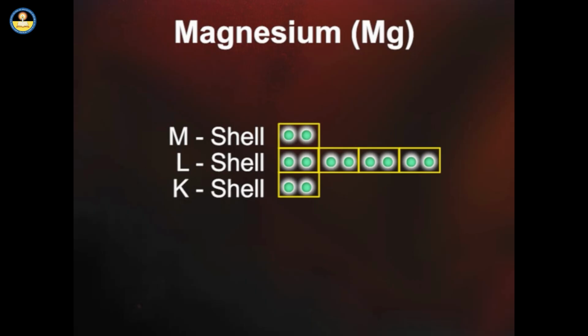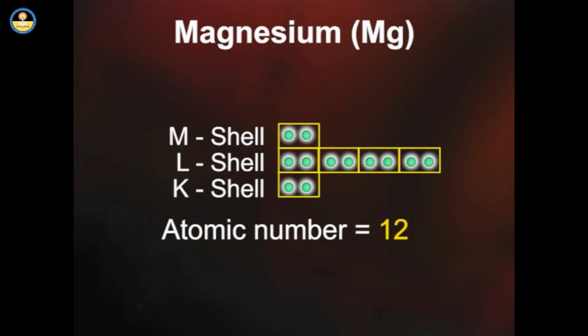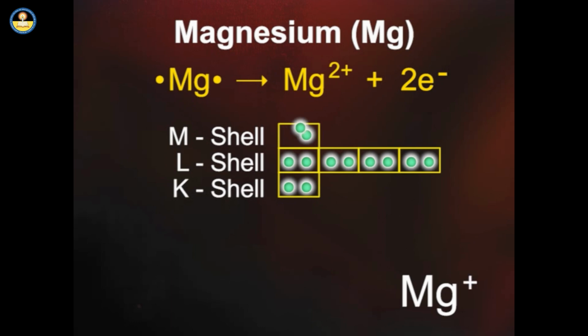Magnesium atom has 2 outermost electrons. Its atomic number is 12. Electronic configuration is K shell 2, L shell 8, M shell 2. Mg gives Mg2+ ion and 2 electrons. No dot in a shell means that M shell is empty. K shell has 2 electrons. L shell has 8 electrons and there is no electron in M shell.